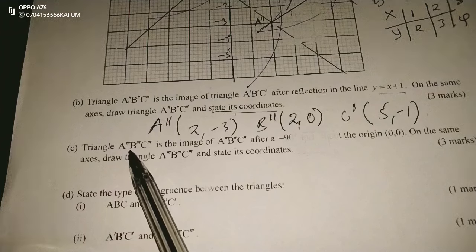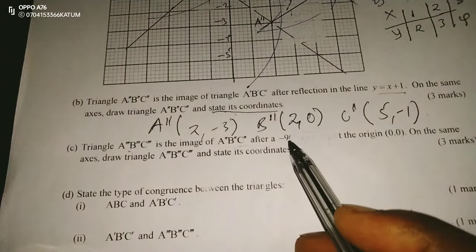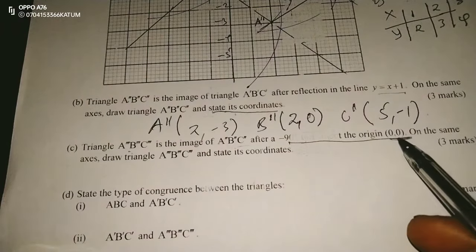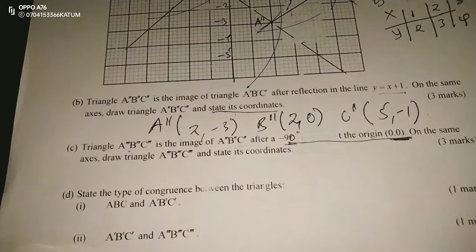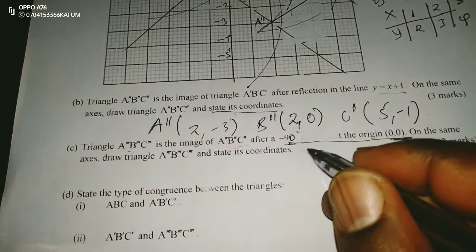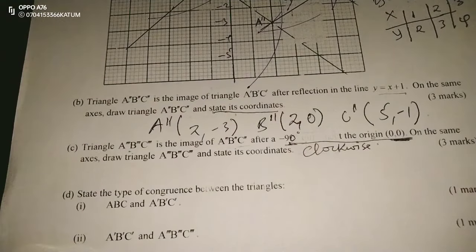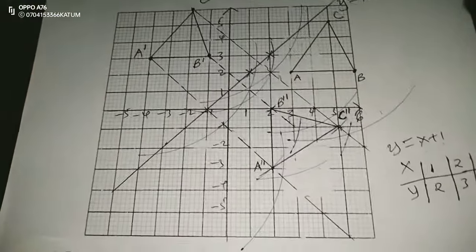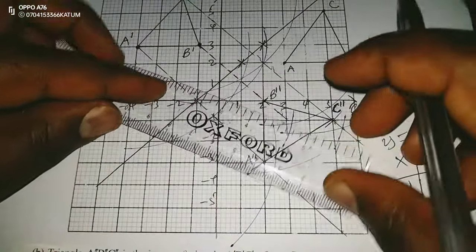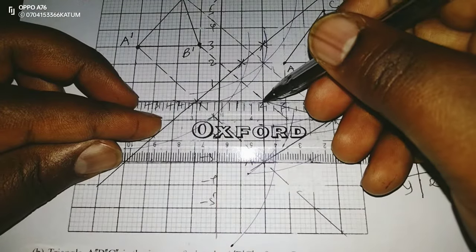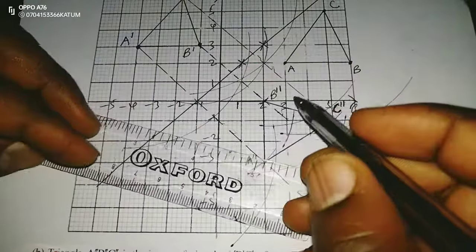Triangle A triple prime, B triple prime, C triple prime is the image of the above after a negative 90 turn. Negative 90 degrees means a turn in the clockwise direction. When you see negative, it means in the clockwise direction. So we're going to do a rotation in the clockwise direction. Ours is to connect, if it's a point like B, we connect it to the origin. Then we move 90 degrees in the clockwise direction.